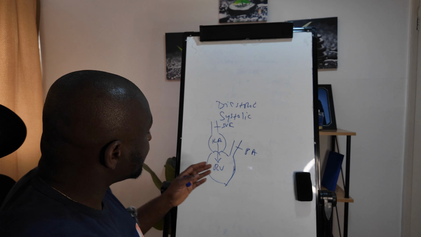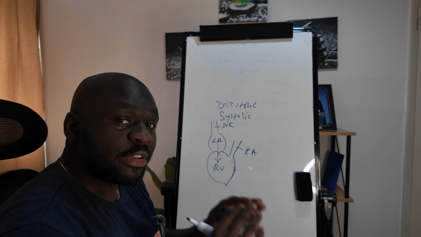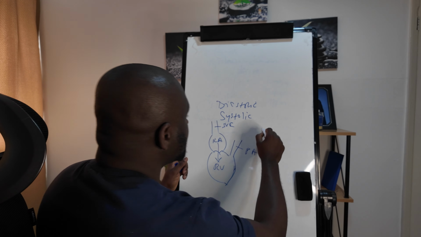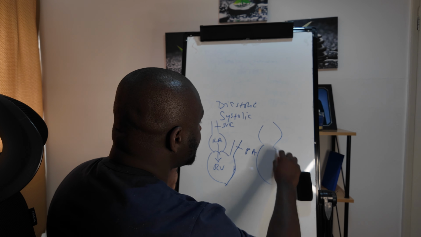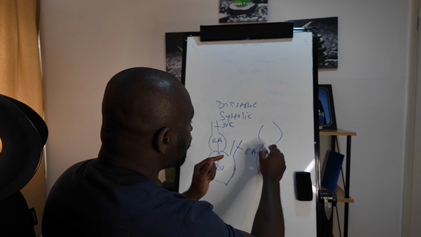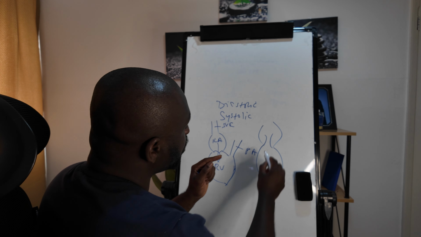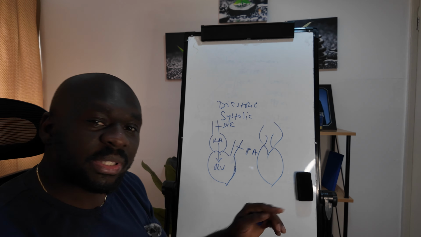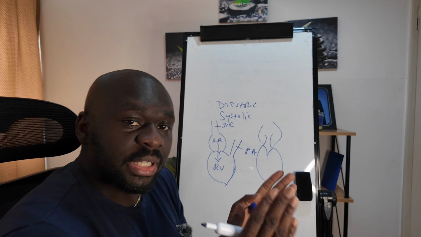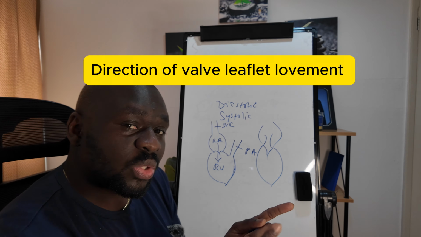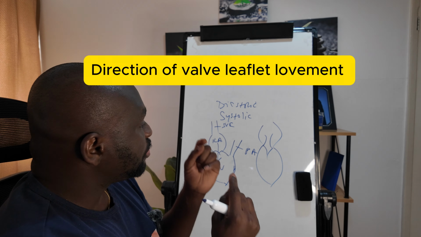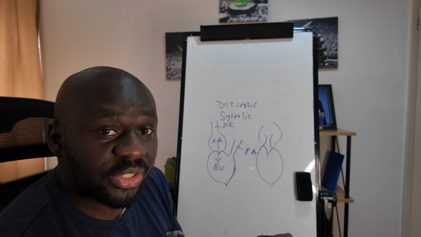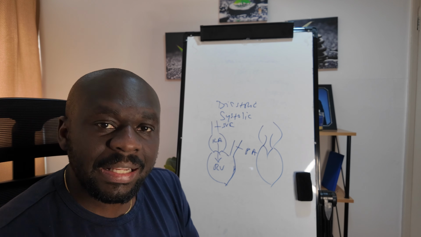Now, it's very important we understand the direction in which the valve leaflets move. So the question is, if this is an atrium and this is a ventricle, does the valve leaflets open into the atrium, or into the ventricle? It's very important that you understand the direction the leaflets open into, because that would help us understand things like valve prolapse when we get to talking about it. If you understand the direction valves move into, it also helps you understand how murmurs happen.